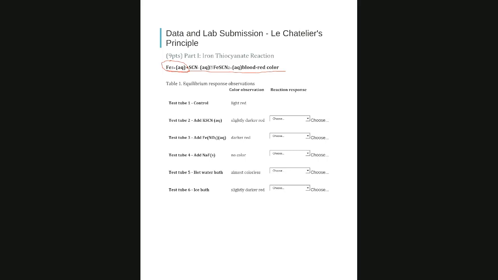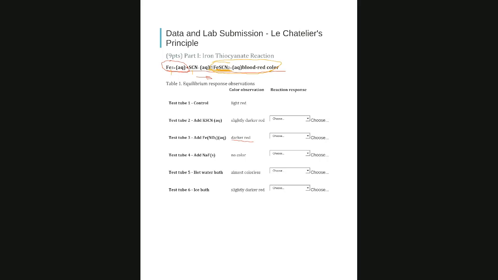And they are saying that when I add more reactant, we know, because of the Le Chatelier principle, that the equilibrium will shift toward the right. And here they are saying darker red. What does darker red mean? It means that the concentration of the product is higher. The darker the color, the higher the concentration of this, and the lower the concentration of iron and thiocyanate.